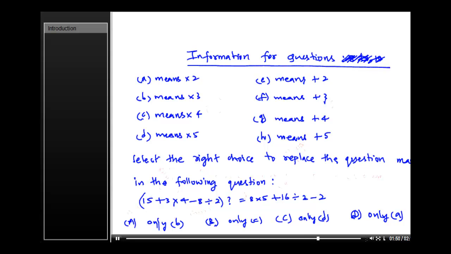Clearly 23 into 2 gives us 46. That into 2 means A. Therefore only A is the answer. Therefore only F is the answer. That is choice D.